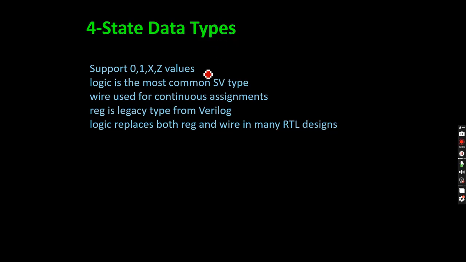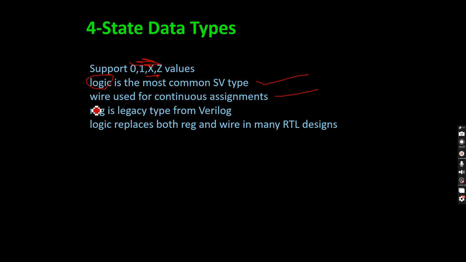See, four-state data types are also available. Four-state data types mean these and all, plus two extra values. Logic is the most common basic type. So logic is a four-state data type. Till now we studied two-state data types, but logic is a four-state data type. And wire is used for continuous assignment. Wire is also there, since, as we discussed before, SystemVerilog is an extension of Verilog. Everything in Verilog will be there in SystemVerilog; in addition, we have some other features.